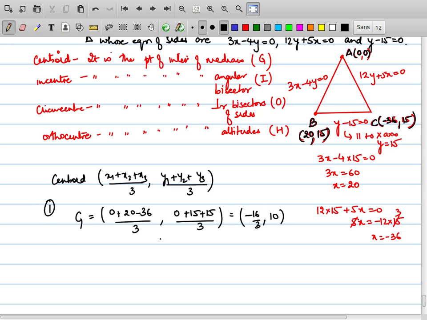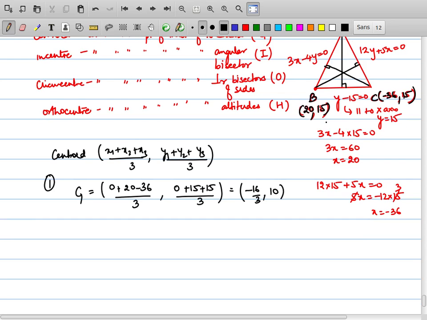Now we'll start out with altitude. If we want to find the orthocenter, it is the point of intersection of the altitudes. Now what is altitude? Altitude is perpendicular. Altitude from A will be perpendicular to BC. Altitude from B will be perpendicular to AC, and altitude from C will be perpendicular to AB.